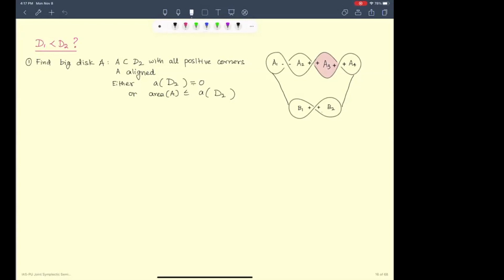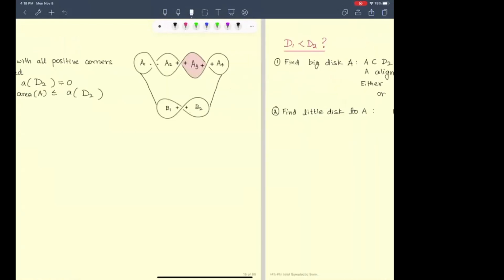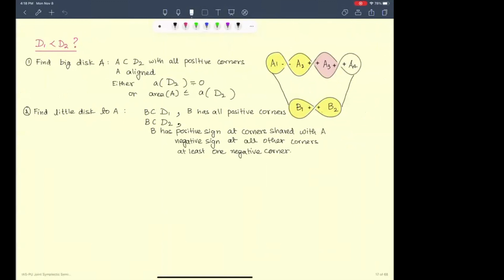Okay. So once you find a big disk, you want to find a little disk to that big disk. The pink thing, A3, is big here. And we want to find something little to it. What can it be? It can be something in the bottom diagram with all positive corners, or it's something in the top diagram where the only common corners with A3 are positive. Everything else is negative.